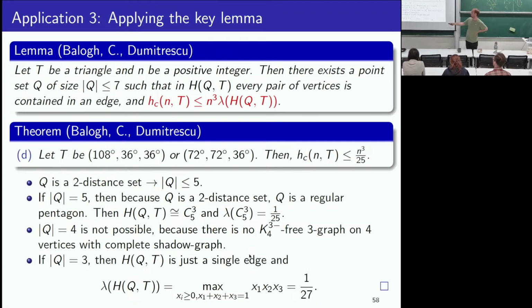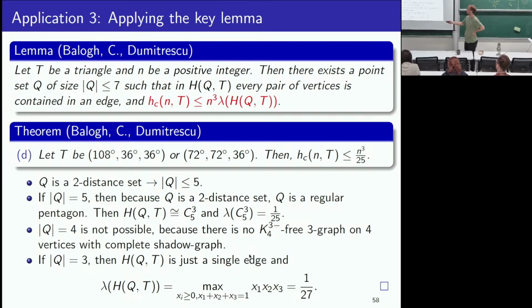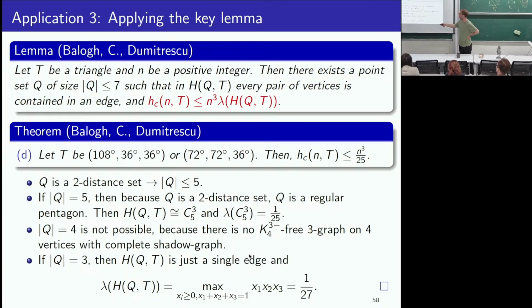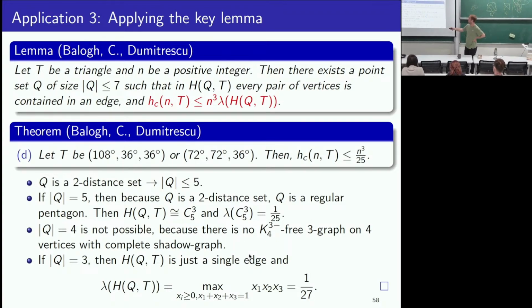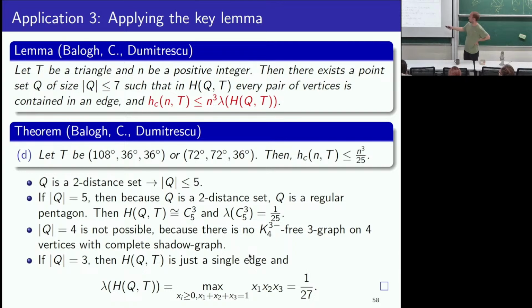Q of size 3 is possible, but there's just one 3-graph with complete shadow, which is a single edge. The only 3-graph with complete shadow on 3 vertices is a single edge, and we can calculate the Lagrangian, which is the product of the 3 variables summing up to 1, which is 1 over 27. But notice 1 over 27 is less than 1 over 25, so we still have the bound n cubed over 25. Alright, so that's the proof of this bullet point. And here notice I didn't show you some things. I didn't show you that K4^3 minus is forbidden; for this you need some small Euclidean geometry checking.